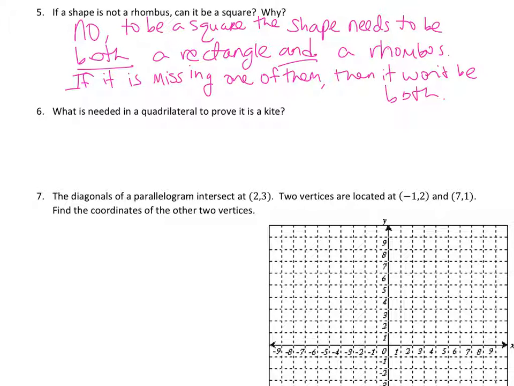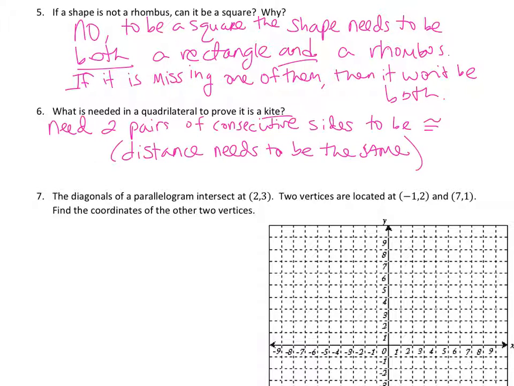So on to number 6, what is needed in a quadrilateral to prove that it is a kite? So you have to remember what the definition of a kite is, that we have 2 pairs of consecutive sides that are going to be congruent, and that's the part that needs to be the same. Also remember that when we are comparing congruent segments, that means that the lengths or the distance of them need to be the same. So you'll be using the distance formula for any of those types of questions.